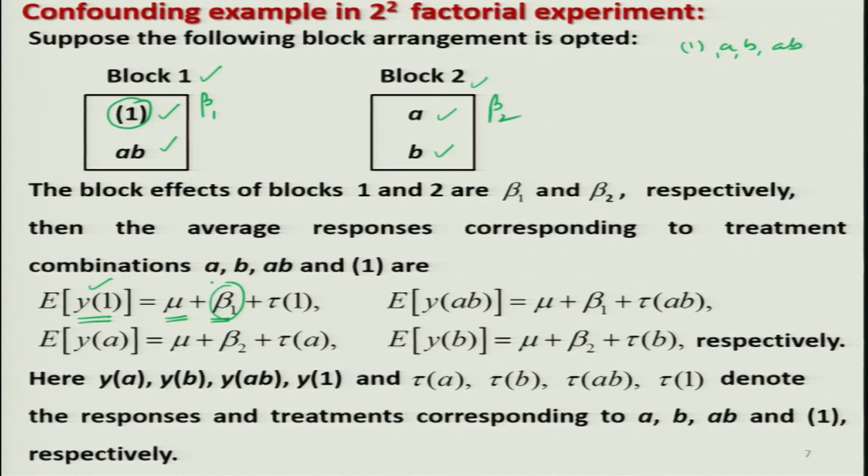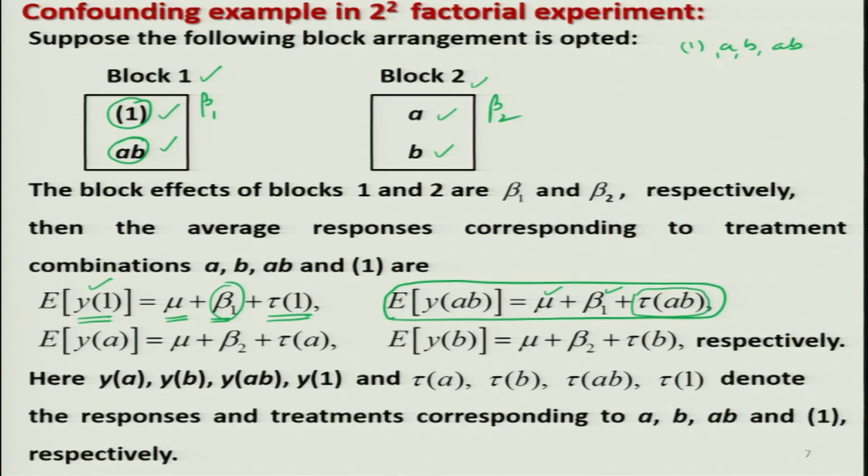So, we have here beta 1, and then the treatment corresponding to 1 I am indicating here by say tau 1, right. Similarly, what about this AB? This AB is again appearing in the block number 1. So, I can write down the model that expected value of y corresponding to this AB as mu plus beta 1, because it is appearing in the block number 1, and the treatment combination corresponding to AB. So, this is how I am trying to indicate it. This is indicating the treatment effect due to the treatment combination AB. That is only a symbolic representation, so that I can explain to you in a very clear way, right.